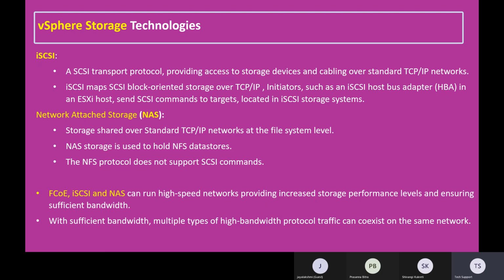When you are using 10 Gbps Ethernet speed, the same network is supported for the three protocols. You can use the same network. That is the reason we mentioned the protocol traffic can coexist on the same network. On the same network, you can use the FCoE traffic, the iSCSI traffic, and the NAS traffic. There will be no impact.